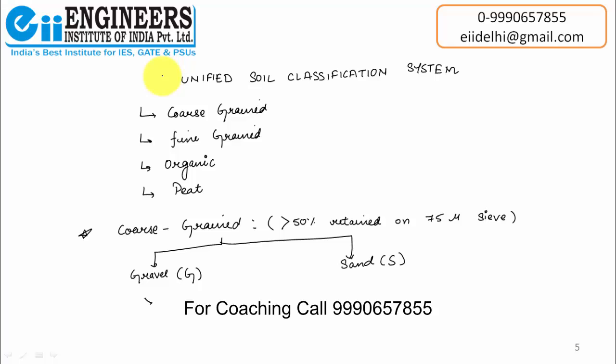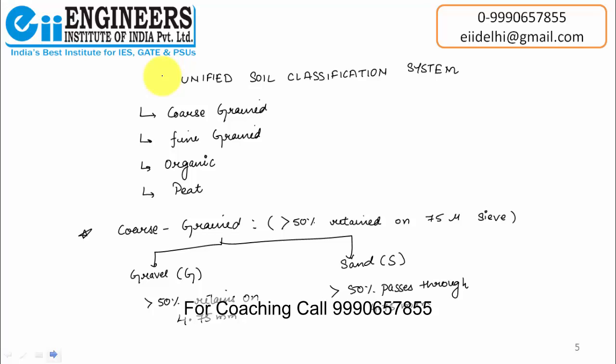If more than 50% of the coarse grain fraction retains on 4.75 mm, then they are known as gravels. If more than 50% of the coarse grain fraction passes through 4.75 mm sieve size, then they are known as sand.